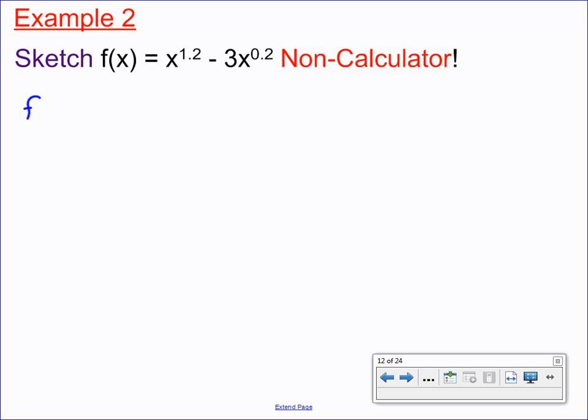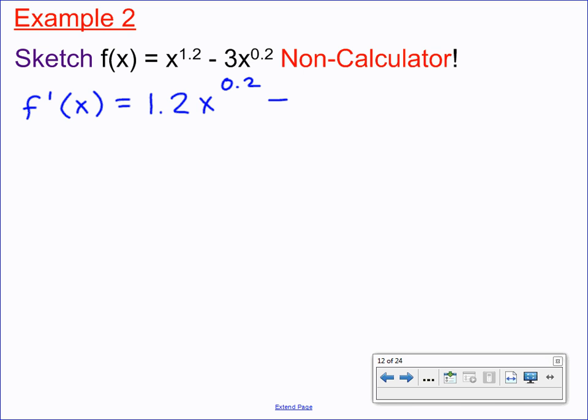So we get our f prime expression. We know that f of x is given by a sum or difference of individual power terms. I'll use the power rule singly term by term. So I know the derivative of my function f is given by exponent times the base raised to 1 less. What's 1 less than 1.2? 0.2.